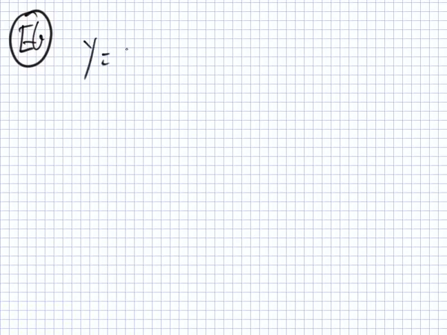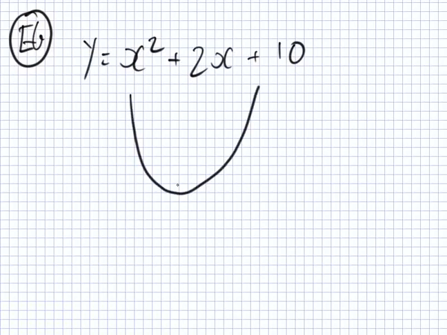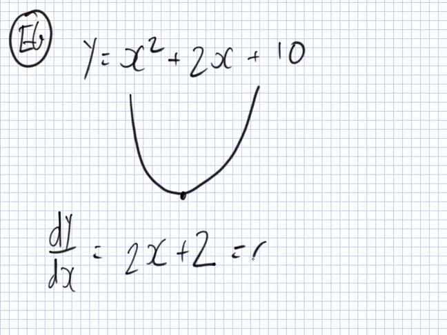Right, so let's look at a quadratic for an example. Y equals x squared plus 2x plus 10. So we know the shape here. It'll be like this. So if I want to find the turning point, which is down below here, what I do is I calculate the derivative. The derivative is 2x plus 2. And I make it equal to 0. Therefore, x equals minus 1.